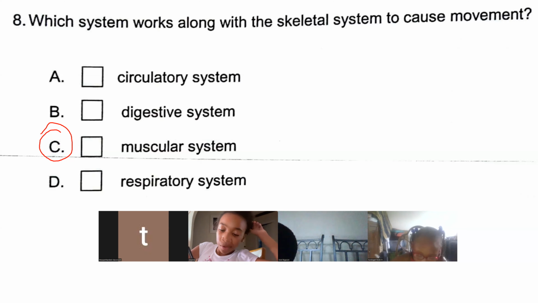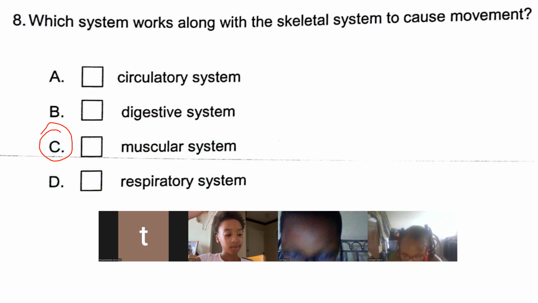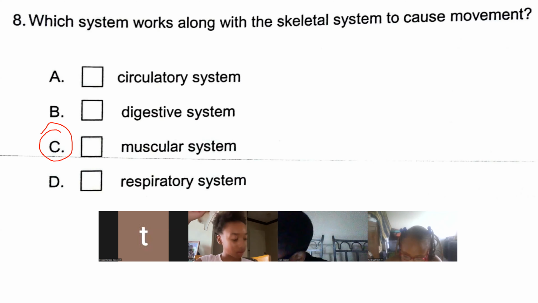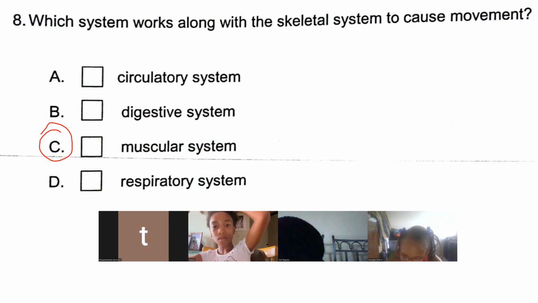Okay, so the muscular system works along with the skeletal system to provide movement. For example, the muscles in your arm work with the bones in your arm to make sure that you're able to move your arm up and down. The muscles in your leg work along with the bones in your leg to ensure that you're able to walk and run. The muscles in your thigh work along with your thigh bone to make sure that you're able to move your thigh. So the skeletal system along with the muscular system works together.